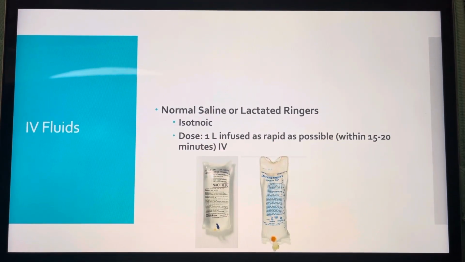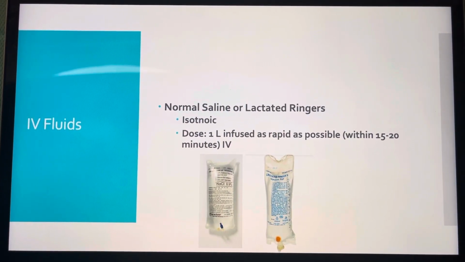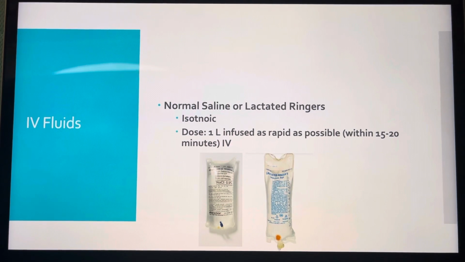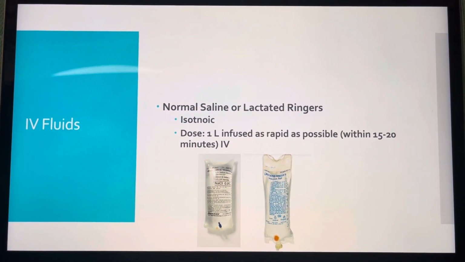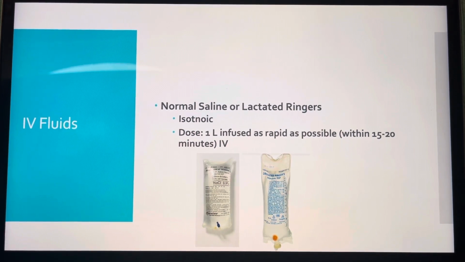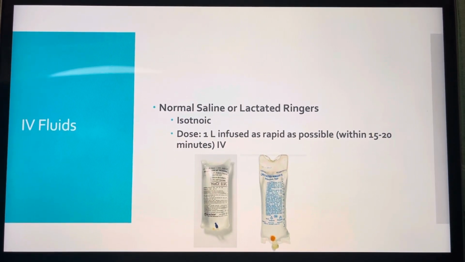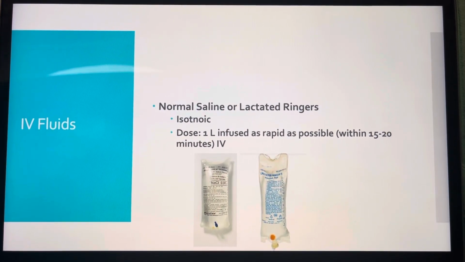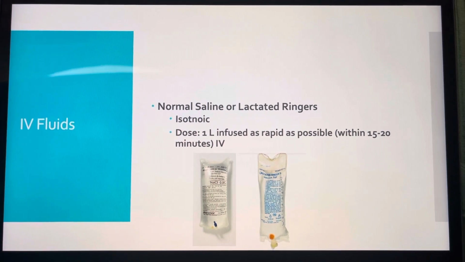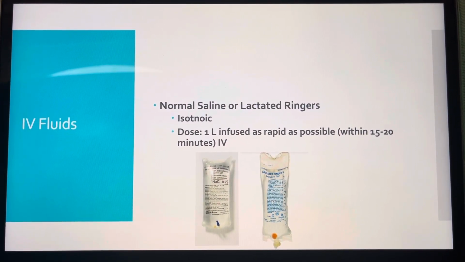Hi, so first off, in a PPH, one of the main medication management is you're going to use IV fluids, and your main fluids are going to be normal saline and lactated ringers. You're going to give this 1 liter infused as rapid as possible, so bolus, within 15 to 20 minutes. The main purpose of IV fluids is to prevent a hypotensive reaction to the loss of blood.